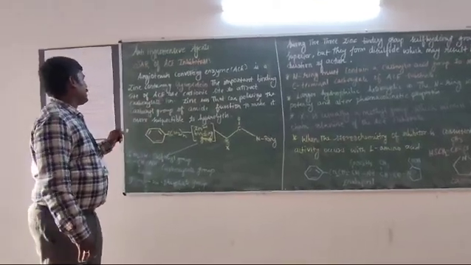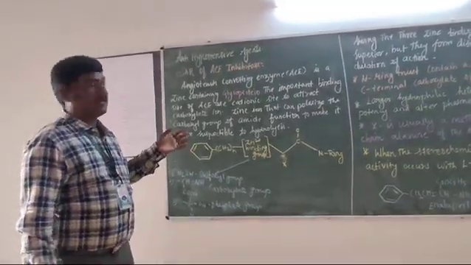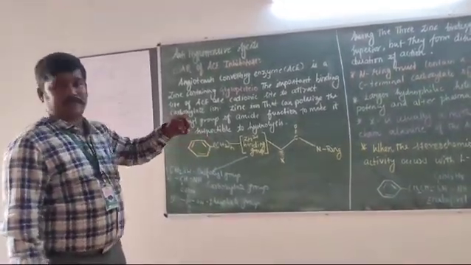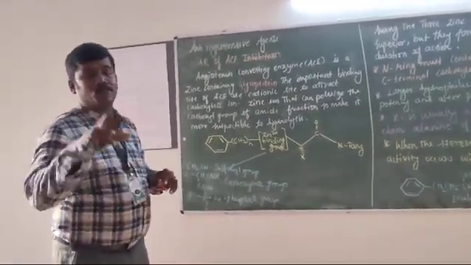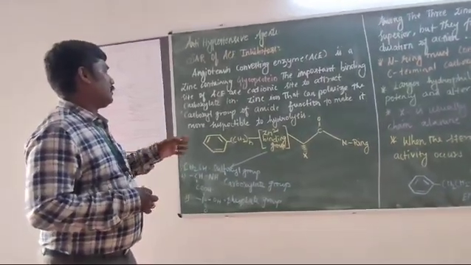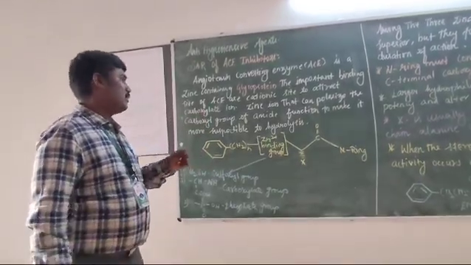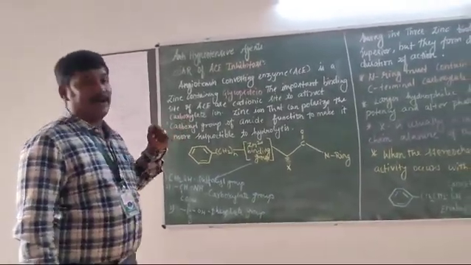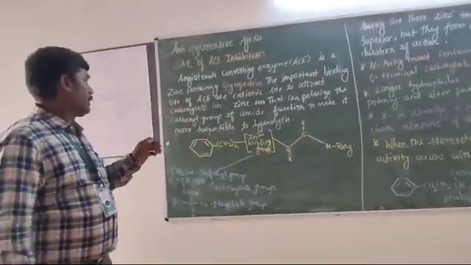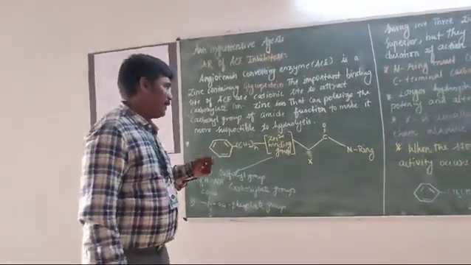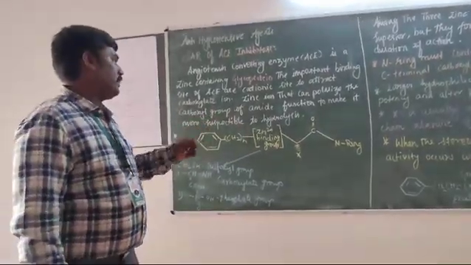The important binding sites of ACE are a cationic site to attract the carboxylate ion, and a zinc ion that can polarize the carboxyl group of the amide function to make it more susceptible to hydrolysis. The main function of this zinc ion is to polarize the carboxyl group of the amide, which makes it more susceptible to hydrolysis.